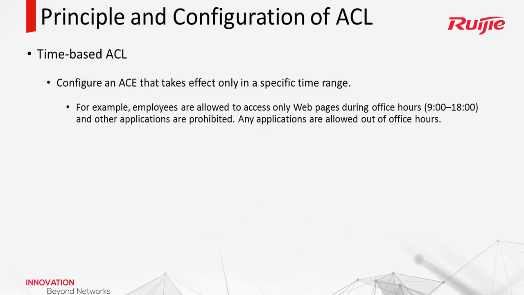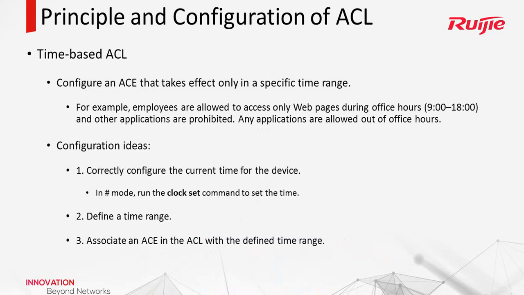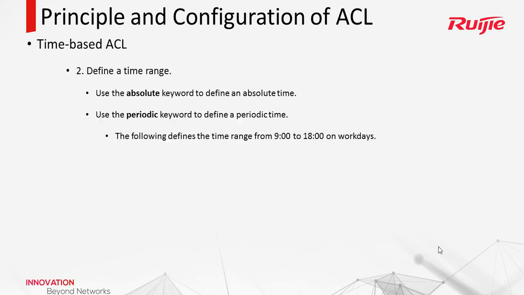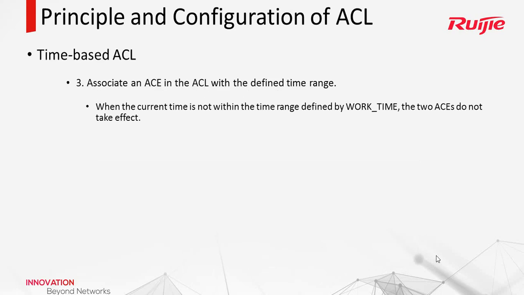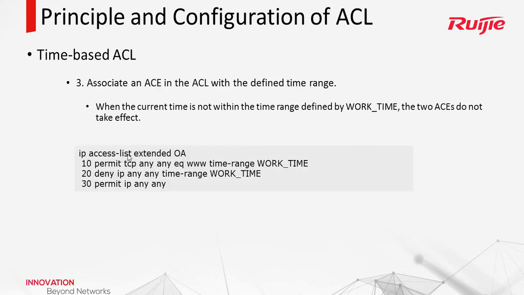Sometimes the customer may require that they hope to use ACL, but check the time. Okay, we also support it. We can set a time range. First, we need to set the clock, then define a time range, and at last, associate the ACE. Here, time range, we can give a name, for example, work time. Then we can use periodic weekdays from 9 o'clock to 18 o'clock. Then in the ACL, we can use the time range to associate them.